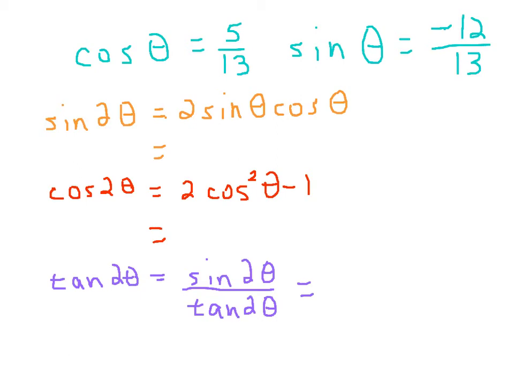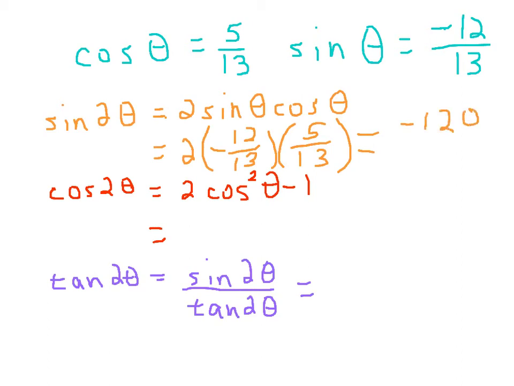I'm taking a look at sine of 2 theta, which is equal to 2 times sine of theta cosine of theta. A little bit of substitution here: I've got 2 times negative 12/13 times the cosine of theta, which is 5/13. Now I have a bit of simplification to do. 2 times negative 12 times 5 gives negative 120 over 169.